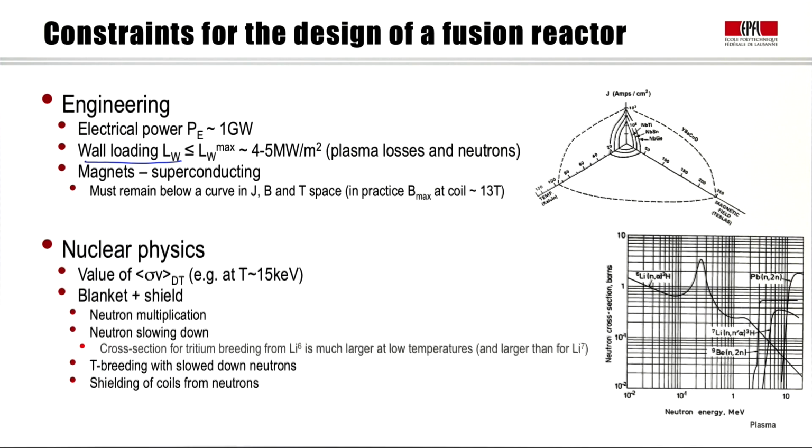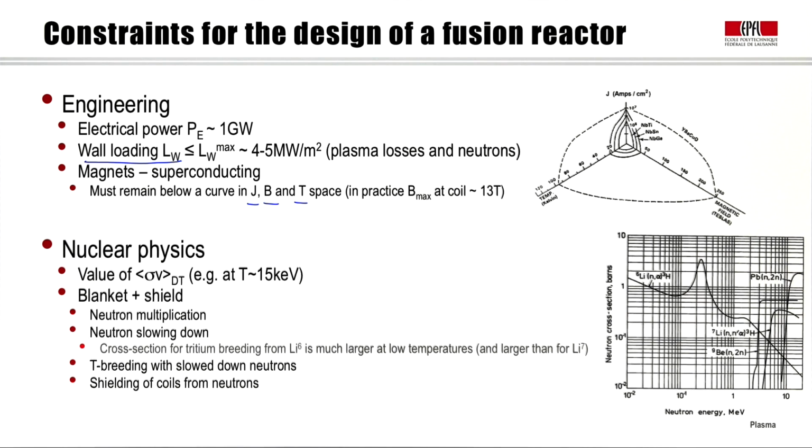We want the magnets to be superconducting in order for the recirculating power in the plant not to be too large, and in order, of course, to have an optimal production of energy from our plant. In order for the magnets to be superconducting and to remain superconducting, they must be below a certain curve in the J, B, and T space. J is the current density, B is the magnetic field intensity, and T is the temperature in this case. So in practice, for the materials that we like to use, at least in the first generations of reactors, that means that at the coil position, the maximum field cannot exceed something like about 13 Tesla.